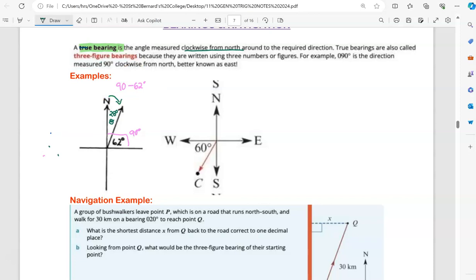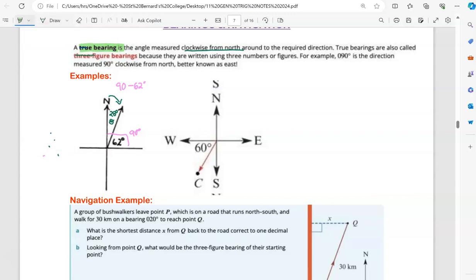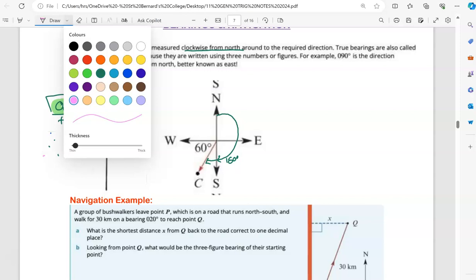But a true bearing is also known as a three-figure bearing. So for me to write this as a true bearing, I would have to write 028 degrees. So that is the true bearing. So you start at north and you go around. Say for this one, I'd start at north and go all the way around that way. Now, if you get from north to south, how many degrees is that? 180. Yeah, good.